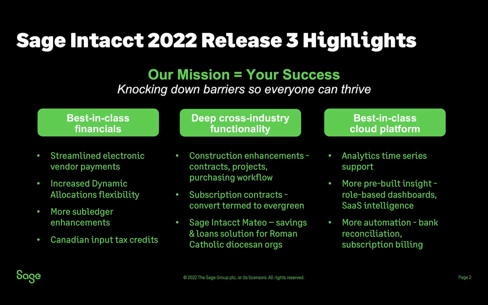Best-in-class financials highlights include enhancements to electronic vendor payments, dynamic allocations, AP and AR subledgers, as well as tax. Deep cross-industry functionality highlights include enhancements for construction customers, subscription-based businesses, as well as nonprofit faith-based organizations, specifically Roman Catholic diocesan organizations. Best-in-class platform highlights include capabilities that enable greater insight, as well as more automation. Now let's go into more detail on these highlights.